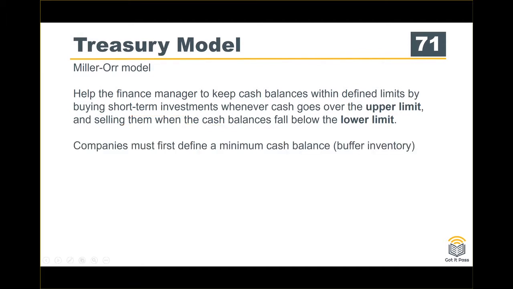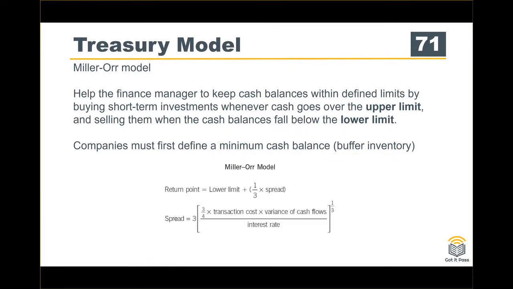Companies must first define the minimum cash balance. That means the buffer inventory. Remember, for Baumol's model, there's no cash buffer, or no buffer inventory. The Miller-Orr model is a bit more advanced, giving the company room to determine the minimum cash balance. Here is the formula that you can check from your formula sheet. Baumol's model is the same as economic order quantity, so there's no other formula provided in the formula sheet.